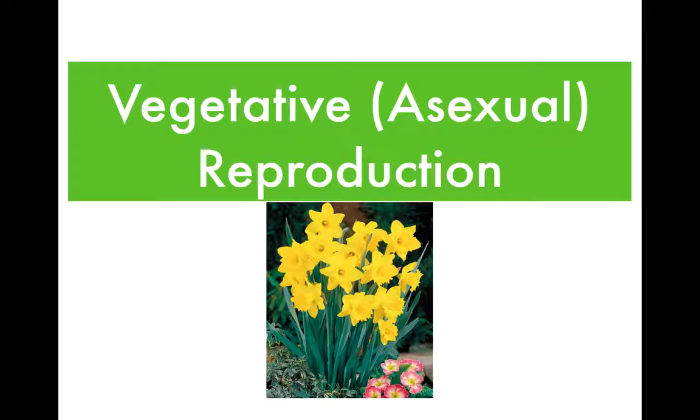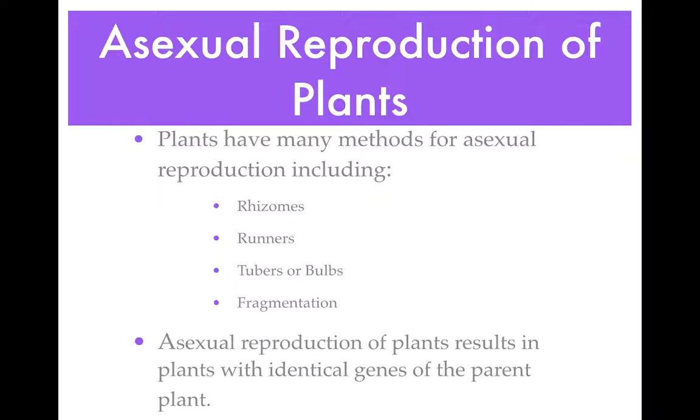We are going to talk about vegetative or asexual reproduction in plants. Sometimes it's called vegetative propagation. If you hear that term, it's the same thing. Asexual reproduction in plants can occur in a few different ways. We're going to explore each one of these. We're going to look at rhizomes, runners, tubers or bulbs, and fragmentation.